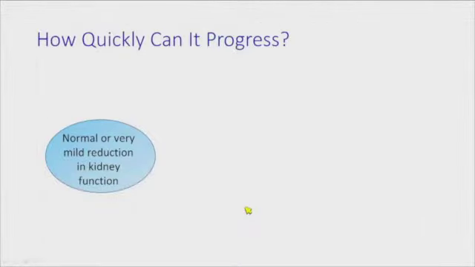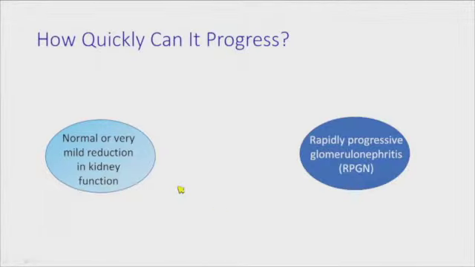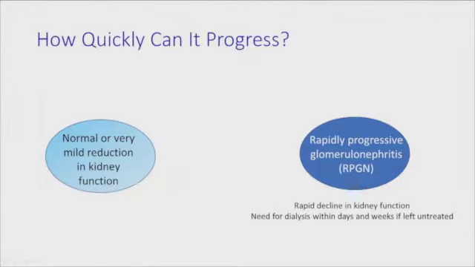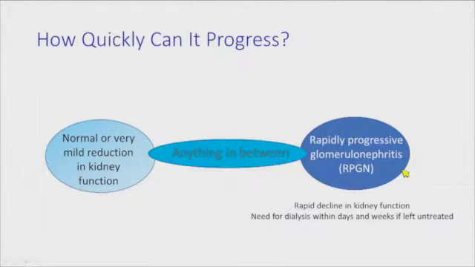Regarding progression, the progression is very variable. Some patients have a normal or very mild reduction in kidney function. Some patients have a rapid decline in kidney function with need for dialysis within days or weeks, especially if left untreated. And this is what we call rapidly progressive glomerulonephritis. Most of the patients are somewhere in between these two extremes, and anything in between can happen.